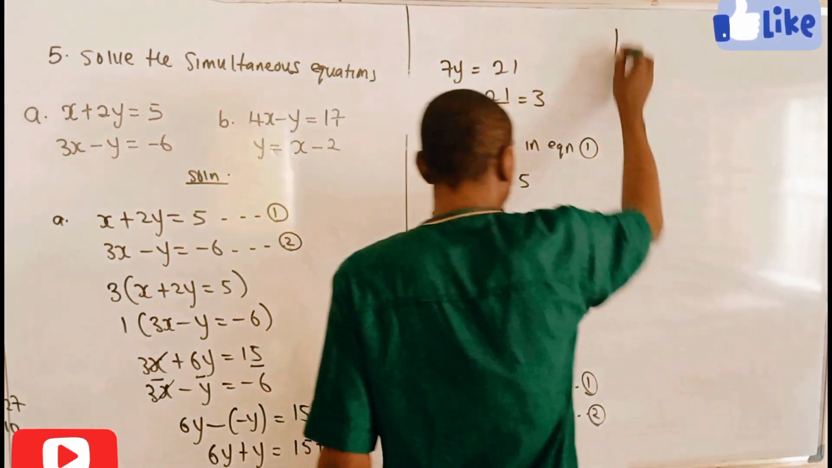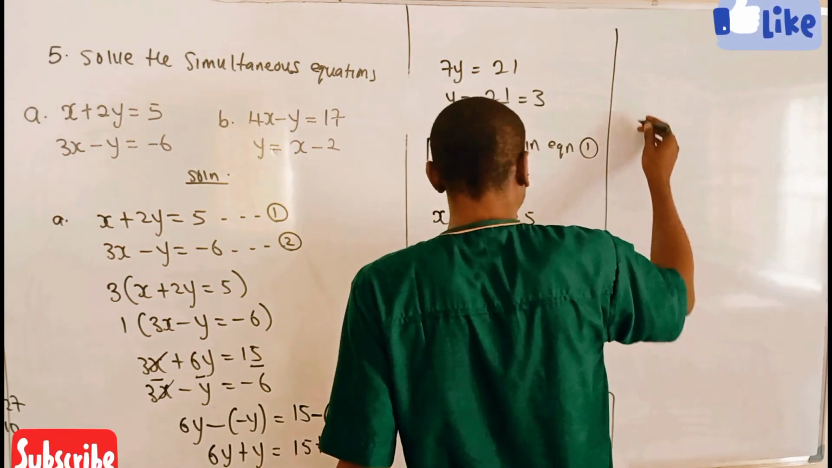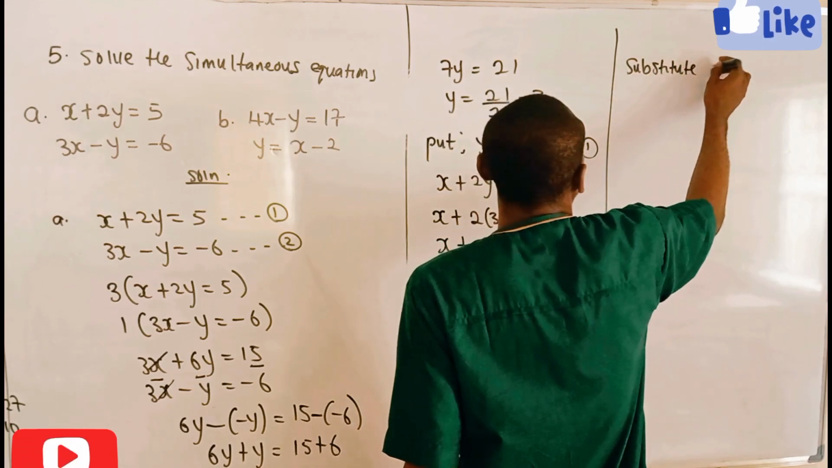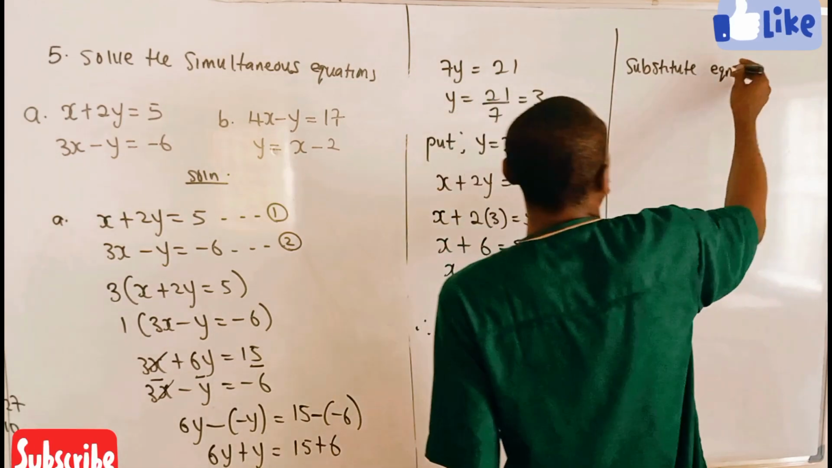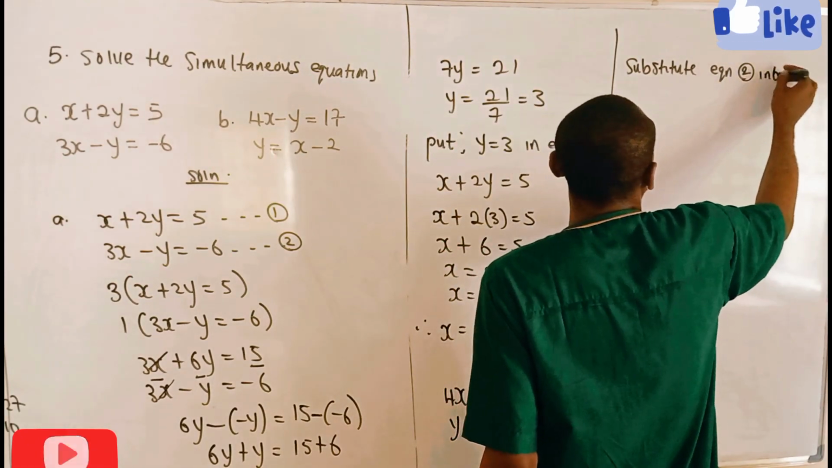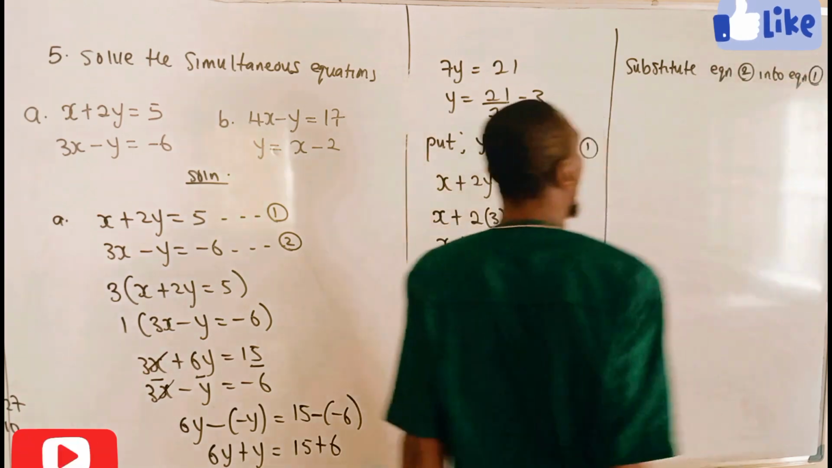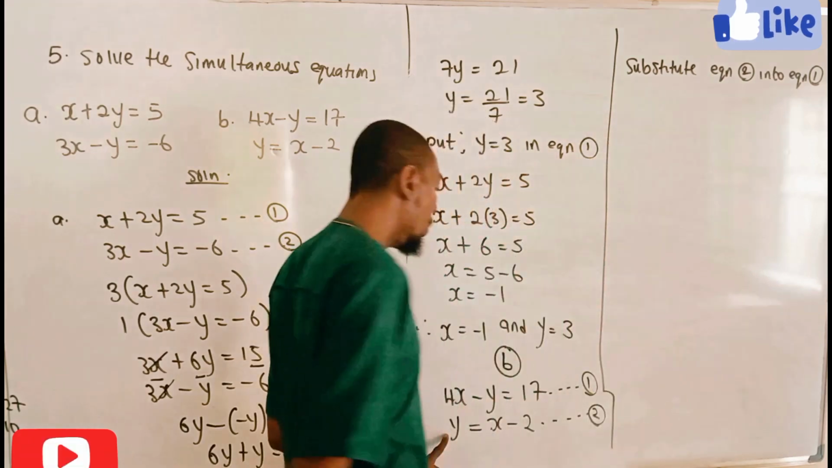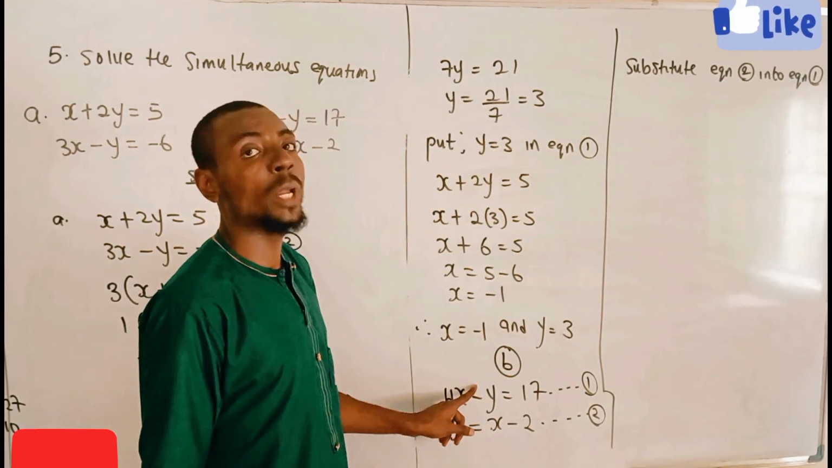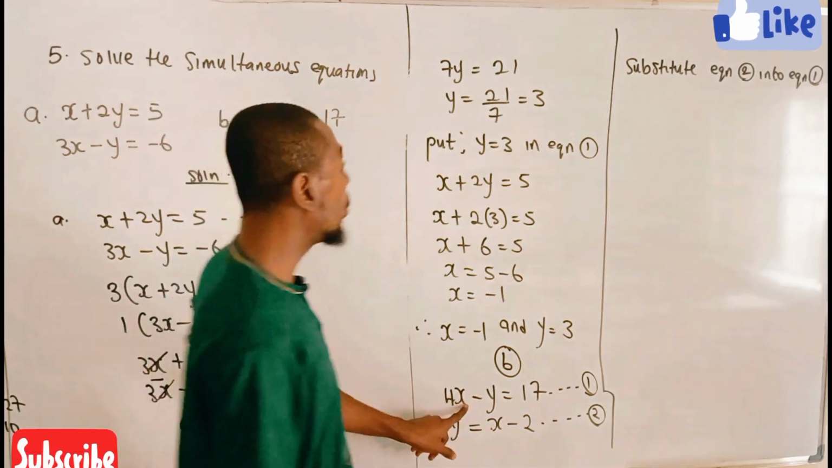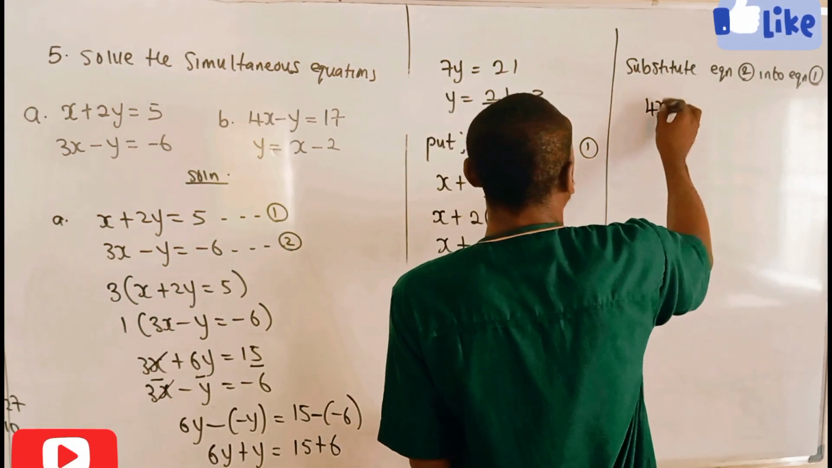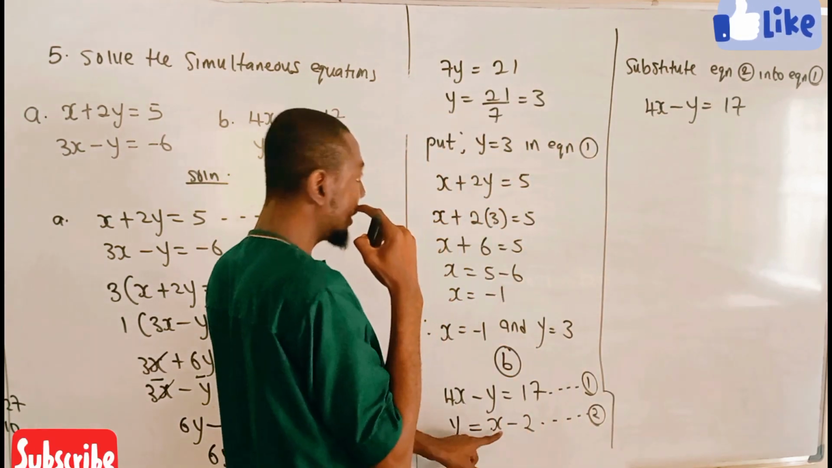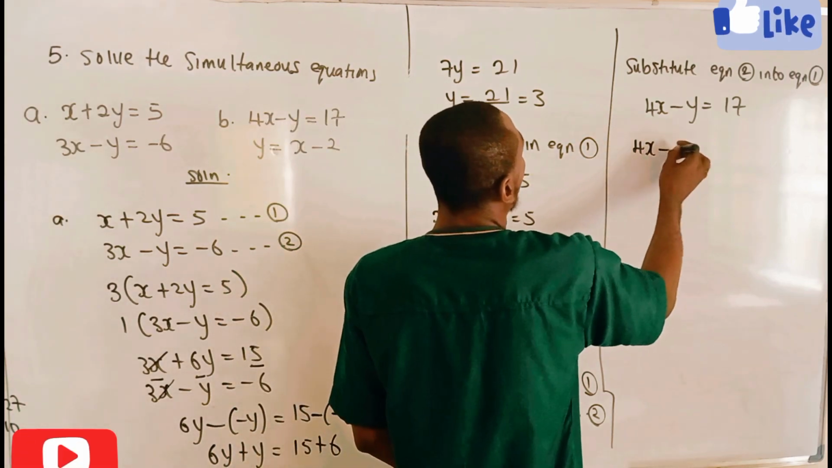So we have to substitute equation 2 into equation 1. Okay, so equation 2 into equation 1 means anywhere we see y in equation 1, we're going to put x minus 2. So this equation 1, which is 4x minus y is equal to 17, when y is x minus 2, we now have 4x minus brackets.